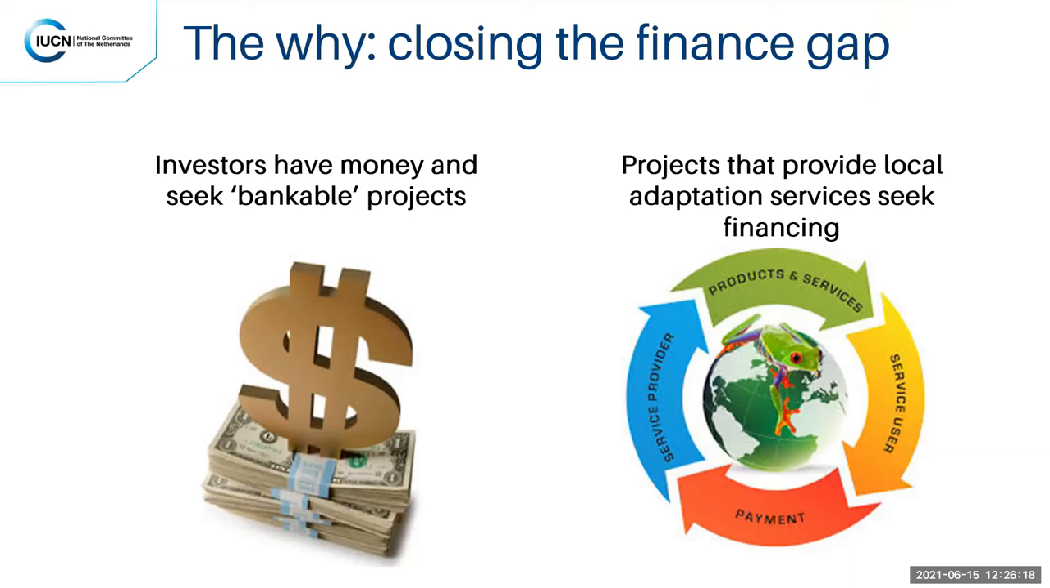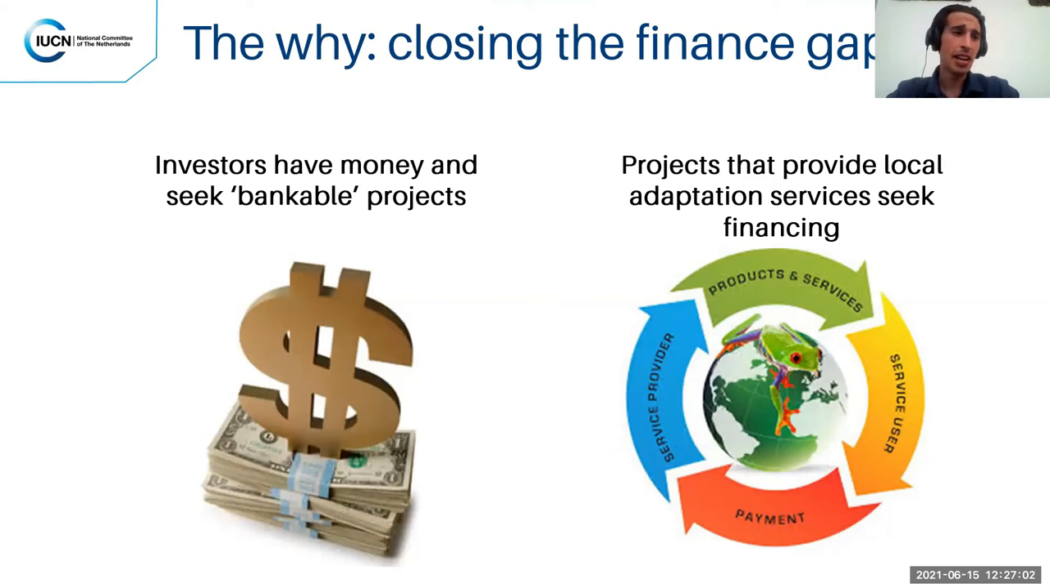To give an example, the annual climate finance flows are steadily ramping up by about 10 to 20% a year globally. Last year, $600 billion was mobilized globally in climate finance. But only 5% of this climate finance flows to climate adaptation, and much more climate adaptation finance is needed to adapt to climate change.